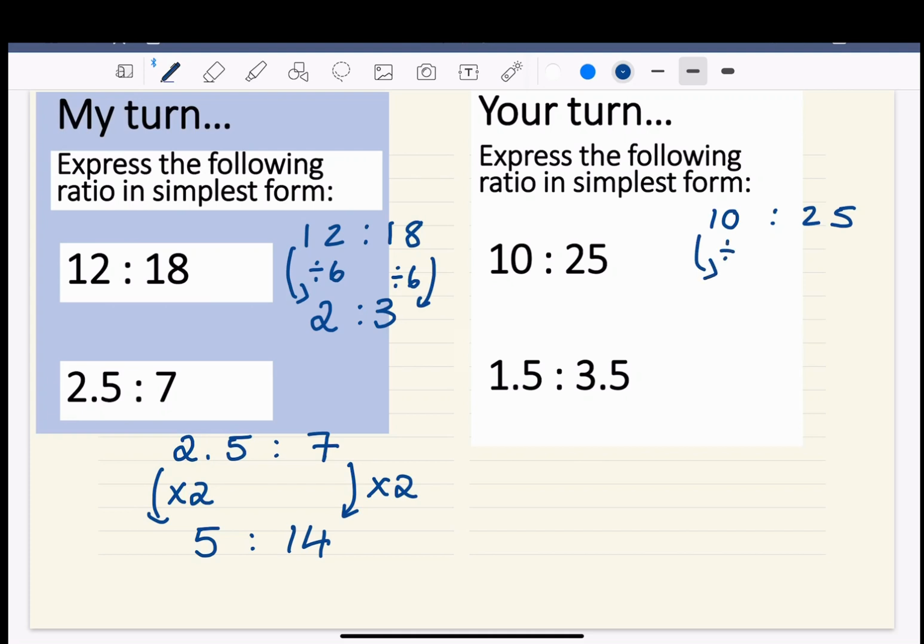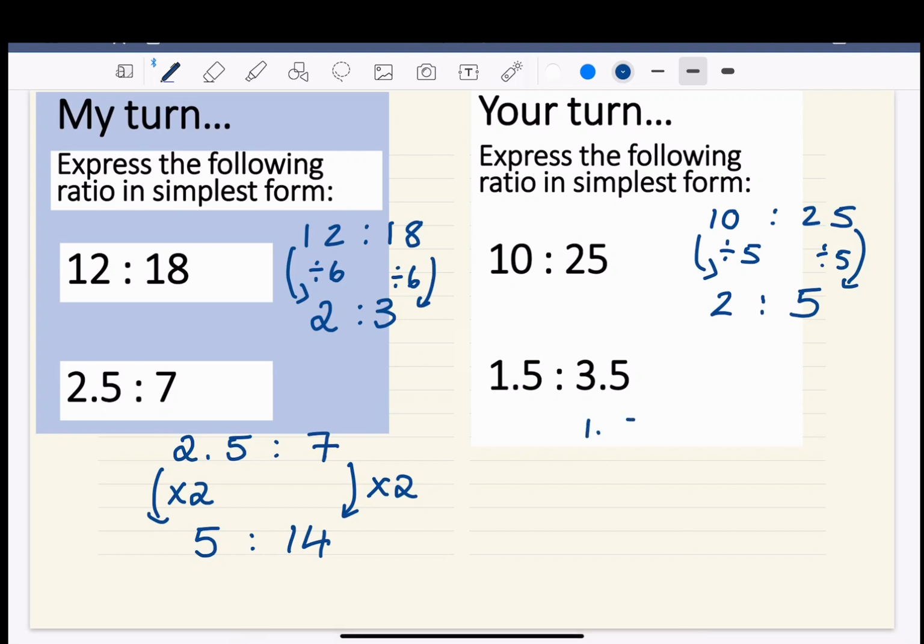Remembering, always do it to both sides, not just the one. There are 2 5s in 10 and 5 5s in 25. 2 and 5 are both prime, so I can't do anything more. The next one, both of my values are actually decimals, but they're both 0.5. As we discussed in the previous example, when I have 0.5, I know if I double it, if I times it by 2, I will get a whole number.